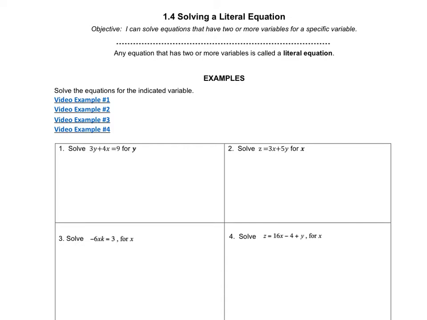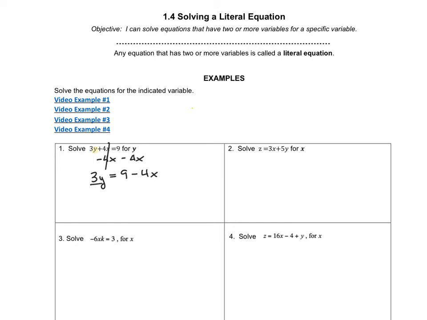So if you look at example 1, it says solve 3y plus 4x equals 9 for y. So y is what I'm going to solve for. So I am going to use inverse operation and subtract 4x from both sides of the equal sign. Now remember, you can only combine like terms. So I'm going to have 3y equals 9 minus 4x. So you cannot combine the 9 and the 4x.